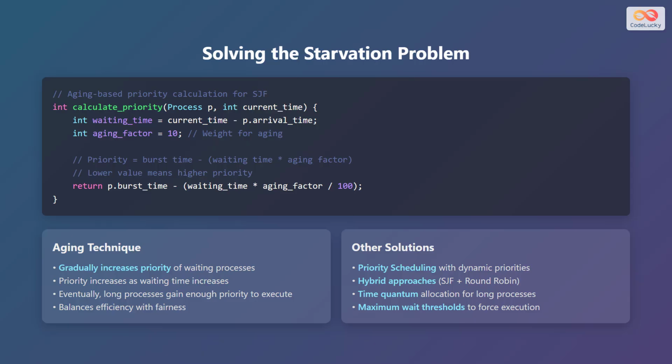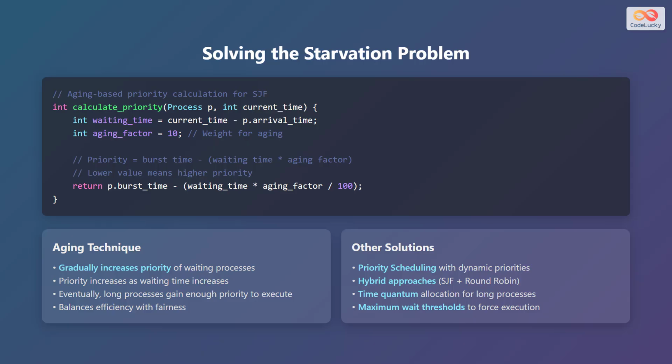The code shown is an aging-based priority calculation for SJF. It calculates the priority of a process based on its waiting time and burst time. The waiting time is the current time minus the process's arrival time. An aging factor is also taken into account. The priority is calculated as the burst time minus the waiting time times the aging factor divided by 100.